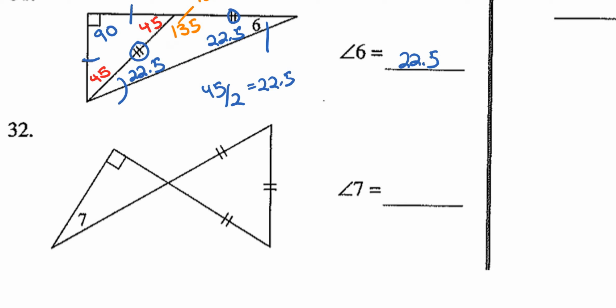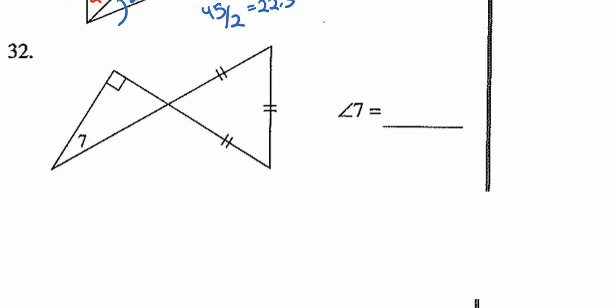Okay, let's go into question number 32 now. For 32, I guess all these sides are equal. So I have an equilateral triangle on the right-hand side. So 60 degrees, 60 degrees, 60 degrees. I have opposite angles here. So 60 degrees, this will be 90 degrees. And angle number 7 should be 30 degrees to complete the 180 degrees there.